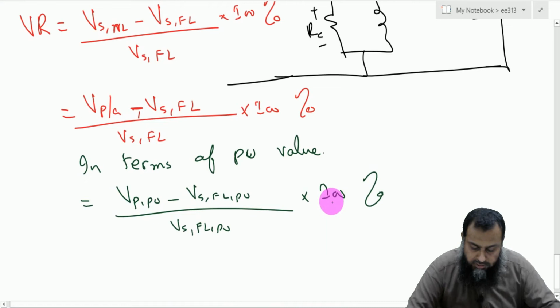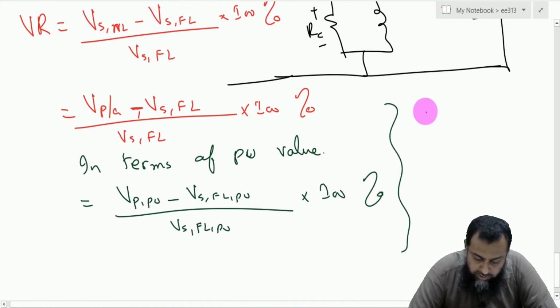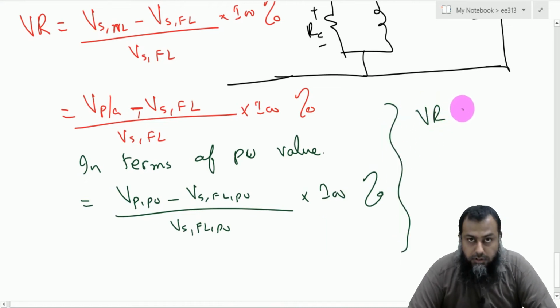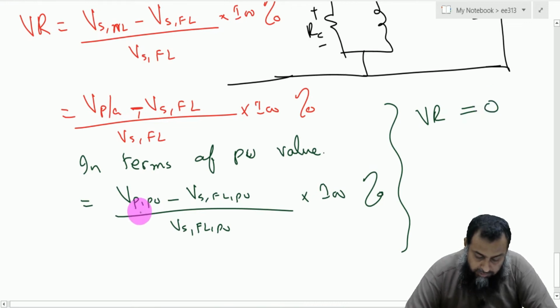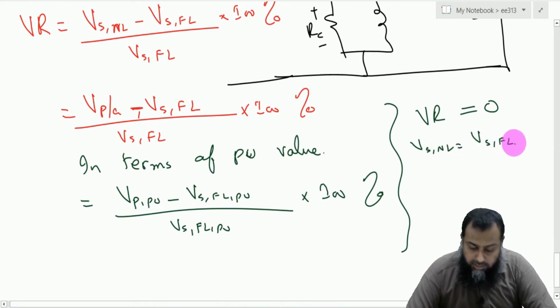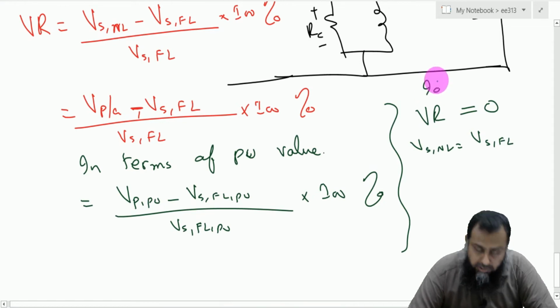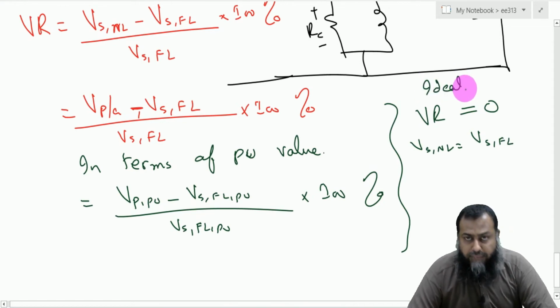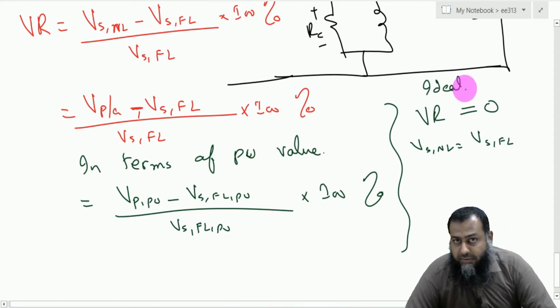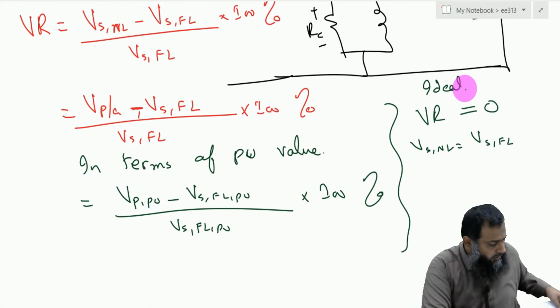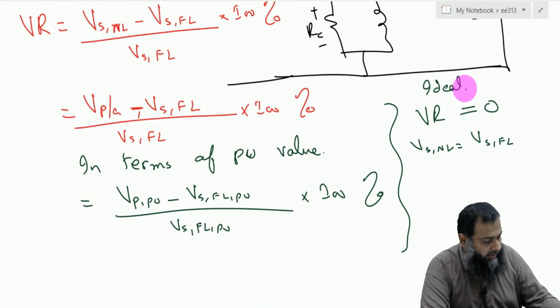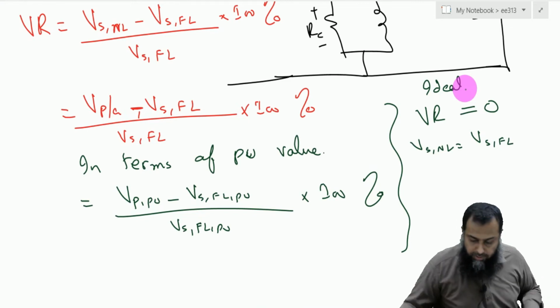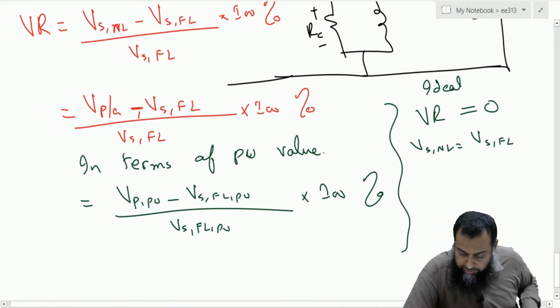So what is the ideal value of this voltage regulation? This voltage regulation ideally should be equal to 0. That is, we always have V secondary at no load equal to V secondary at full load. So this is the ideal value, that the voltage regulation is equal to 0. As far as the practical case is concerned, the smaller the value of the voltage regulation, the better the transformer design. Now, to understand the concept of voltage regulation, phasor diagrams are quite important.